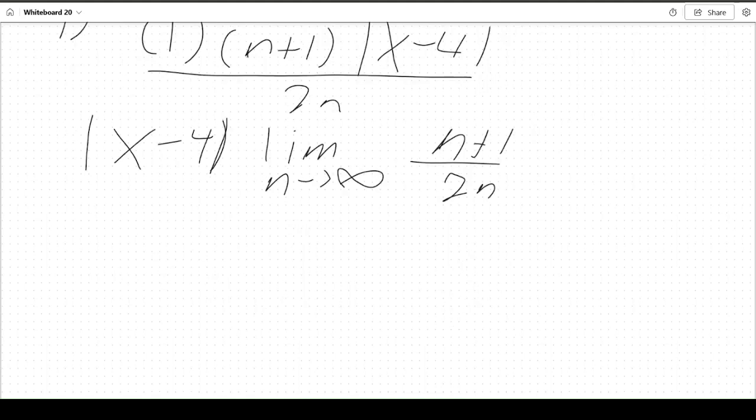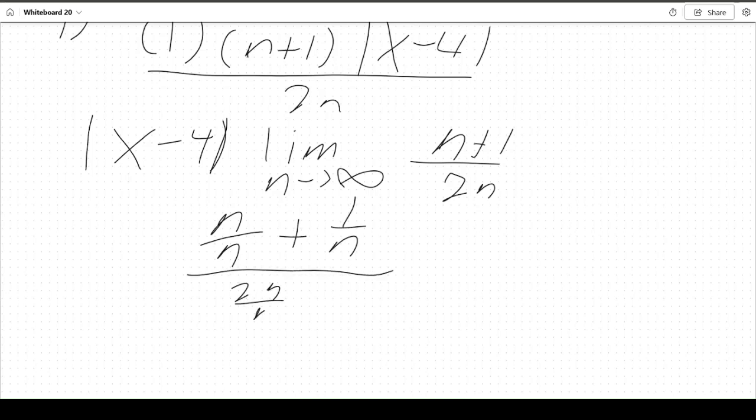If we have an n, we can divide by the greatest exponent in the denominator. So the highest exponent in the denominator is n to the power 1, so we can divide by n: n divided by n, 2n over n. This will be left with 1 plus 0 over 2.